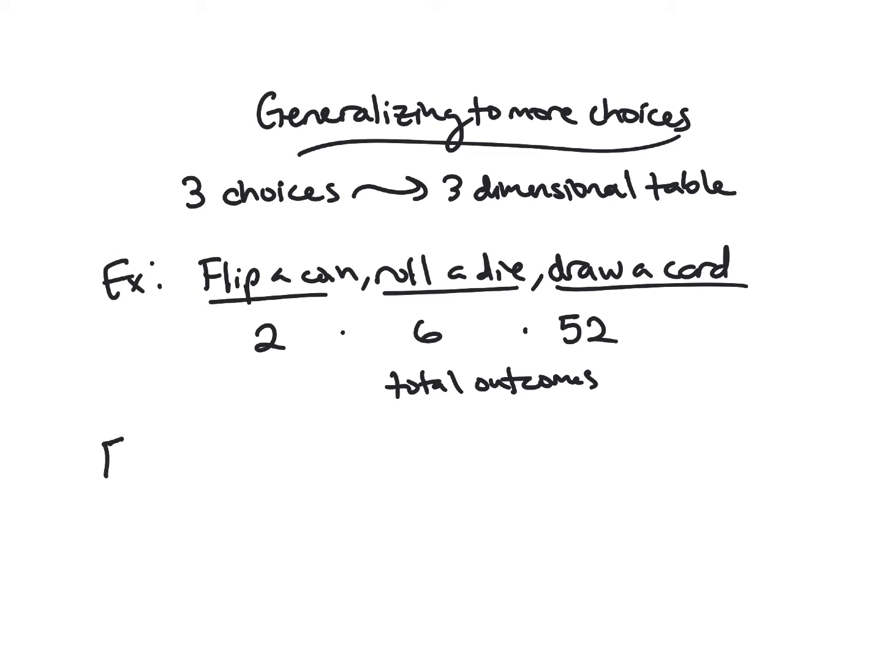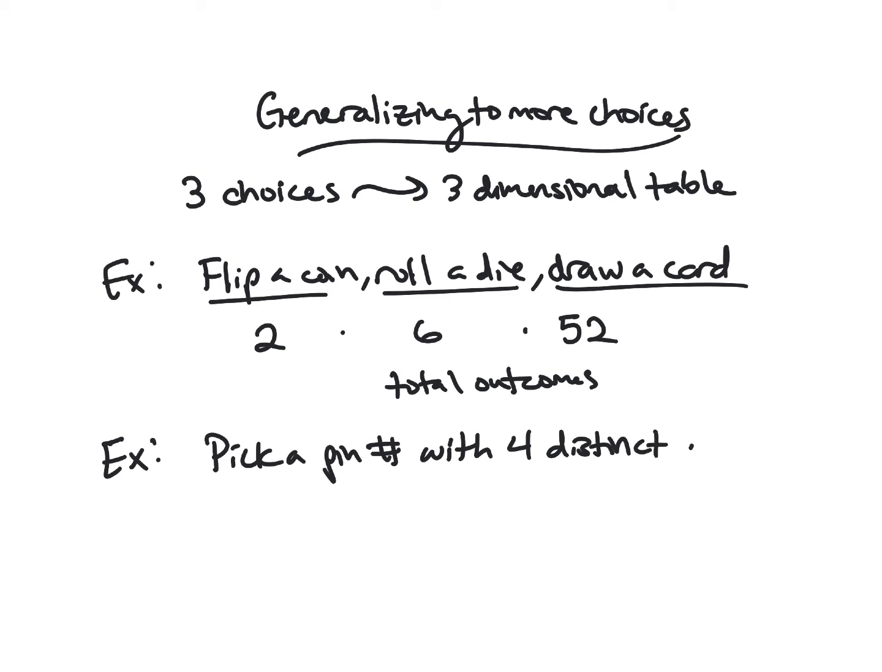One other thing that I think is important to talk about here really quickly would be something like picking a pin number with 4 distinct digits. This gets at limiting your choices after a certain point. So you want to think we have 4 options here, and they're going to be multiplied together. Again, think of how the rows and columns work, but you're going up in dimensions. First of all, how many digits are there? We have 0 through 9, so there are 10 possible digits.